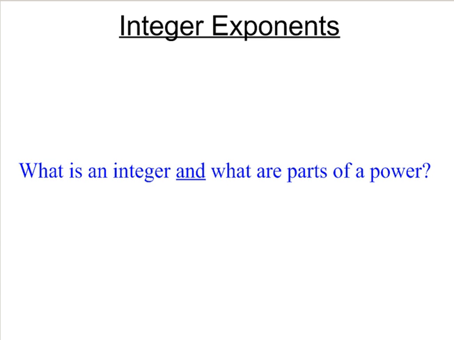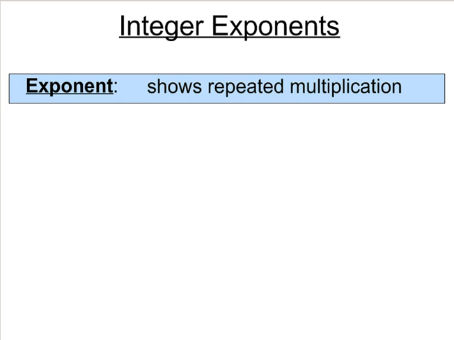Integer exponents. What is an integer and what are parts of a power? Well, first of all, let's talk about what an integer is. An integer is a positive number, a negative number, or zero. And we'll get into parts of a power here in a second. First of all, part of a power is something called an exponent.